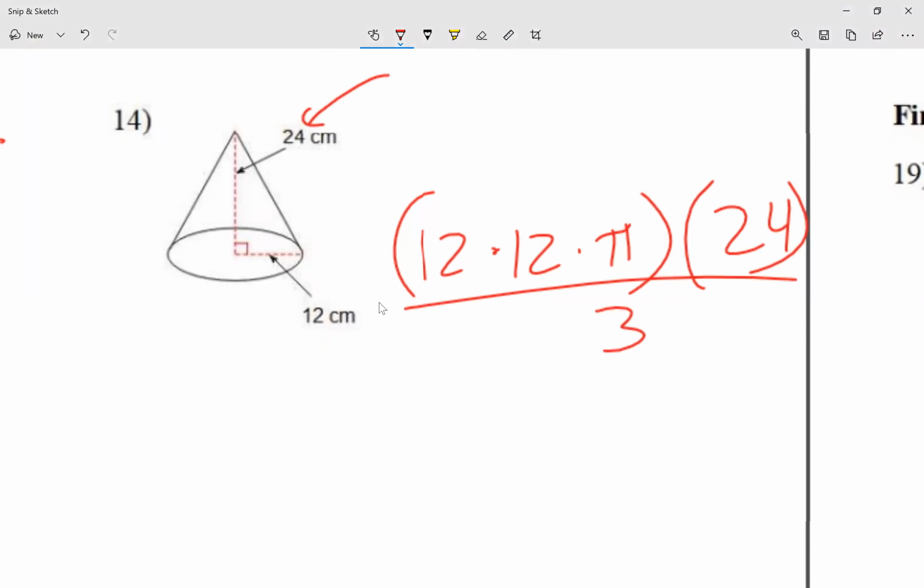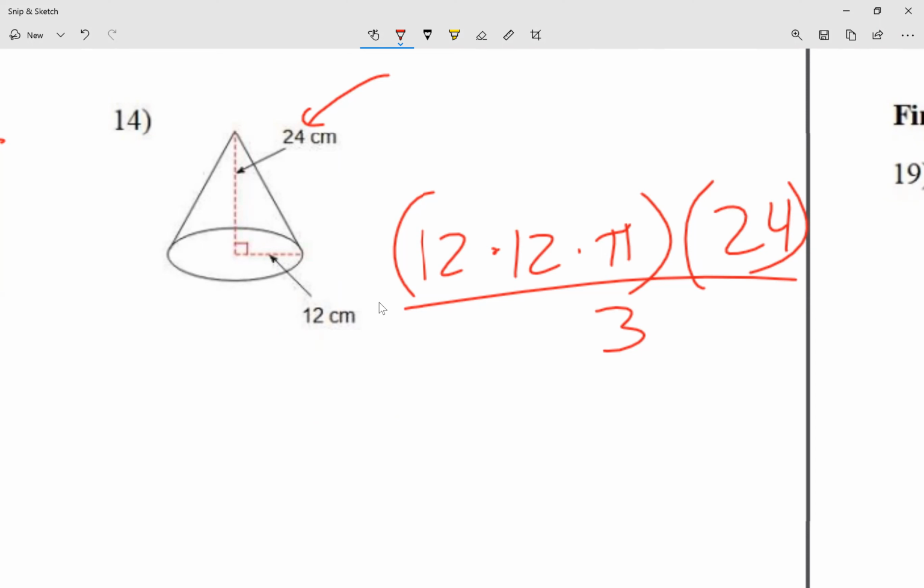Again, on EDIA, if you are using EDIA, you can type in PI and it gives you the symbol pi. So you are using pi, the whole pi. So 12 times pi times 24 divided by 3. I'm going to round my answer to 1 decimal place. In my notes, it says rounded to the nearest 10th.